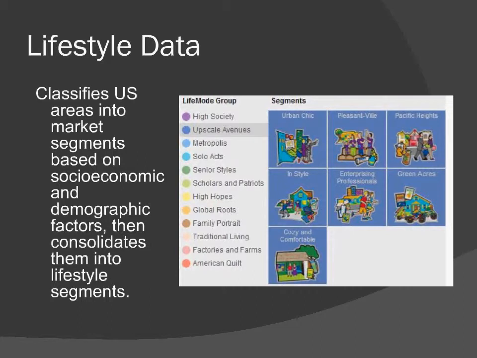Lifestyle data classifies U.S. areas into market segments based on socioeconomic and demographic factors, and then it consolidates them into lifestyle segments. In this picture, we can see that upscale avenues includes segments called urban chic, cozy and comfortable, and green acres. And these are segments of the society, and there are areas in the U.S. that have been assigned this categorization based on the people who live there.